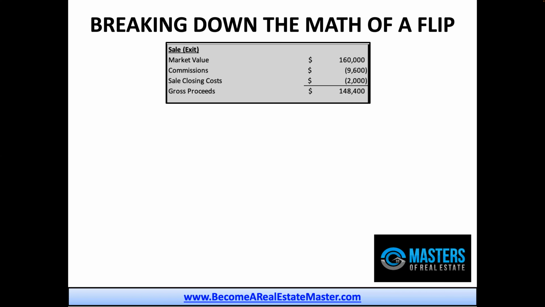And in this example, it's 160,000. And then you're going to take out commissions and take out your sales closing costs. You also might have some inspection items or something like that that goes into this, coming down to your gross proceeds involved. And remember, we're backing in to our purchase price across the board.